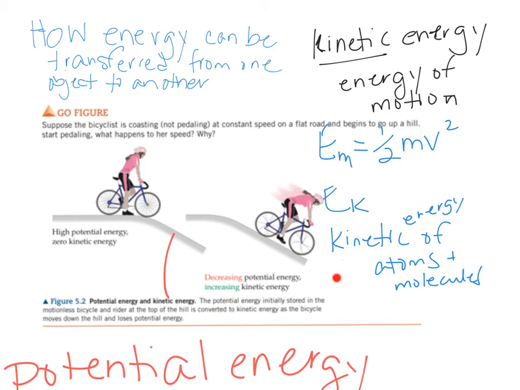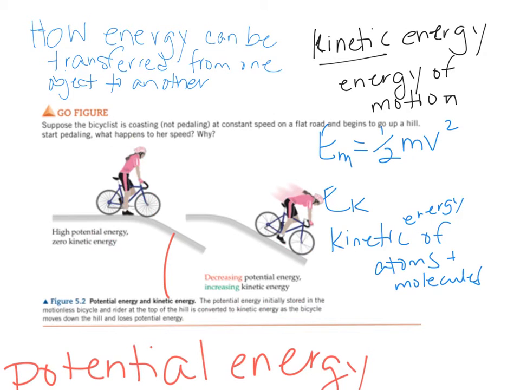As she goes down the hill, her potential energy decreases because as she gets closer to the bottom of the hill, there's less for her to fall. She's closer to the ground, to the bottom of the hill. However, as she goes down, her kinetic energy increases, so she's transferring her potential energy to increasing kinetic energy. Energy is conserved. We can't lose energy or gain energy. It's like matter.